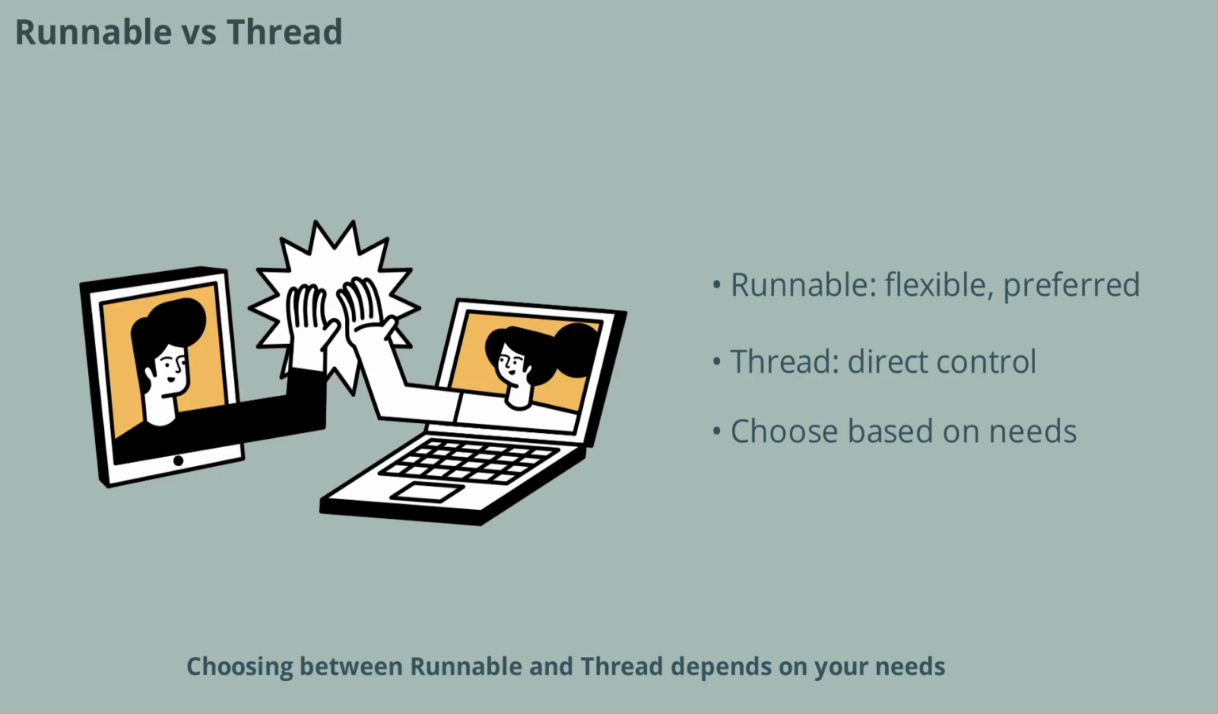Choosing between Runnable and Thread depends on your needs. Use Runnable when you want to separate the task from the thread, allowing your class to extend another class if needed. Extend Thread if you need to override thread-specific methods or require direct control over the thread. Generally, implementing Runnable is more flexible and preferred in most cases.